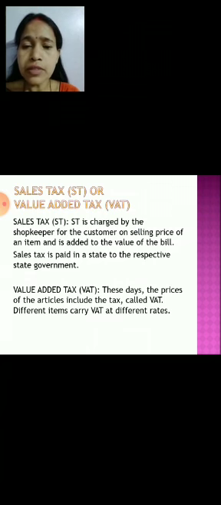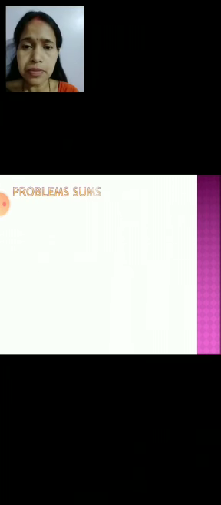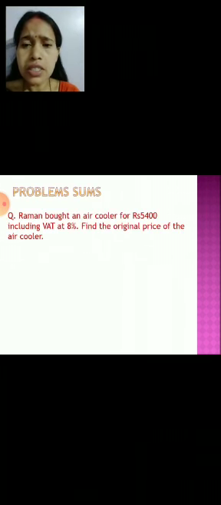Value added tax, that is VAT. These days the prices of articles include the tax called VAT. Different items carry VAT at different rates. I have taken one sum. Raman bought an air cooler for rupees 5,400 including VAT at 8%. Find the original price of the air cooler.